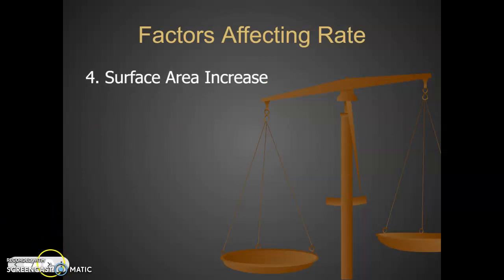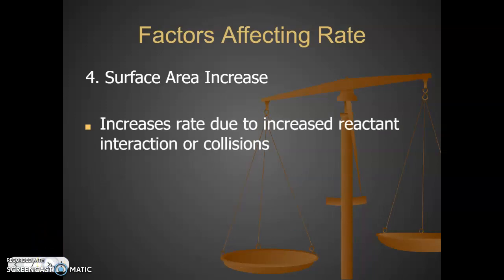The fourth thing is surface area, very similar to concentration. It increases the rate due to increased reactant interactions or collisions. So you're just increasing the likelihood that these molecules are going to come into contact with each other and therefore increase the rate of reaction, right? If you're increasing the likelihood of them coming together, that means that these products are being formed quicker, and then your overall rate of reaction is higher.